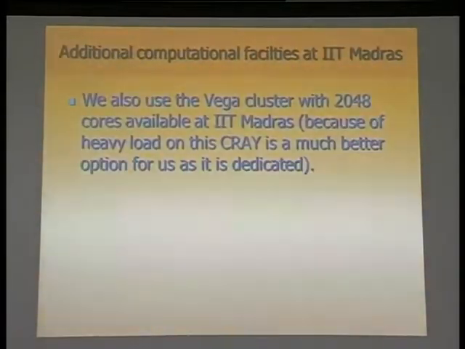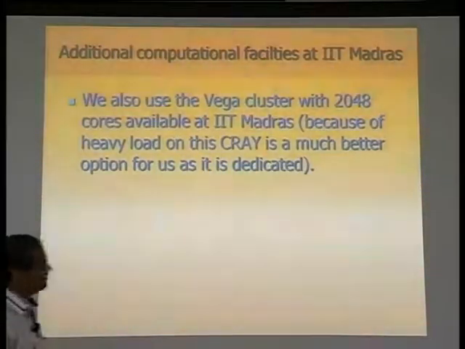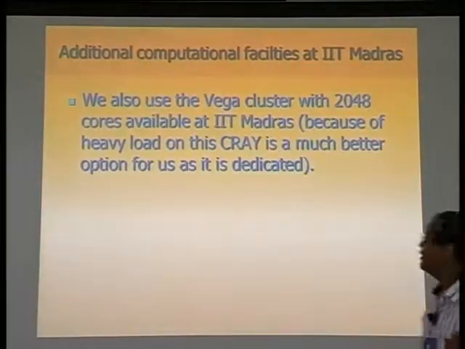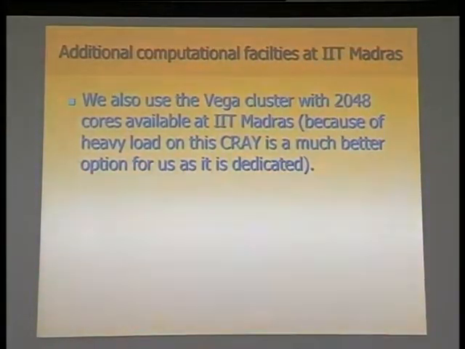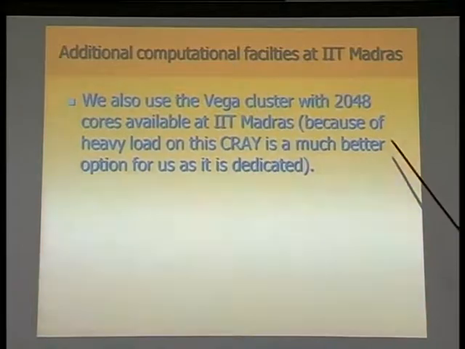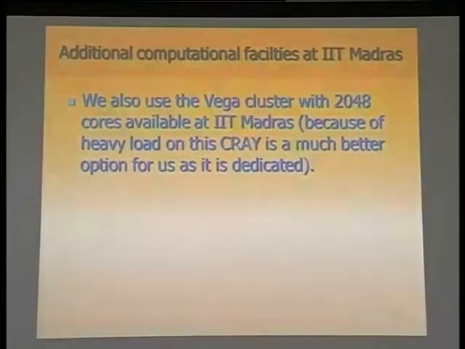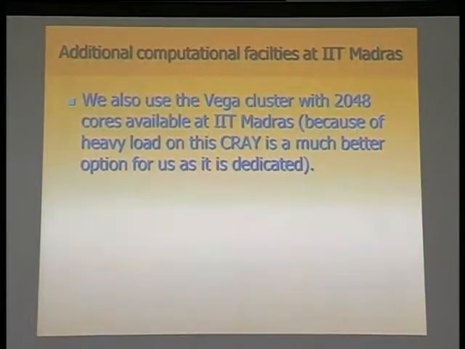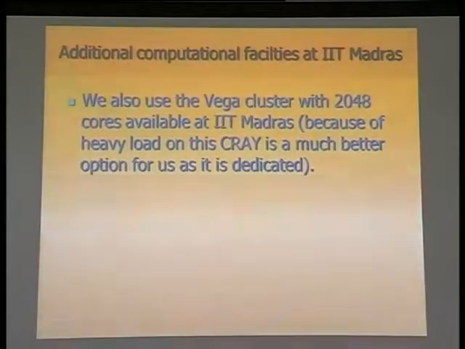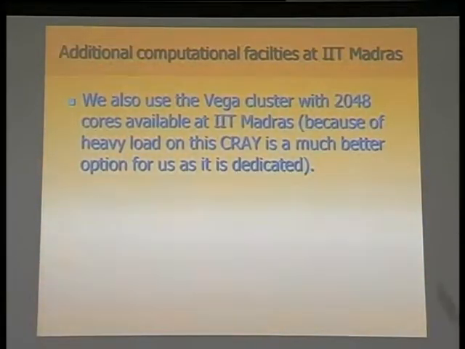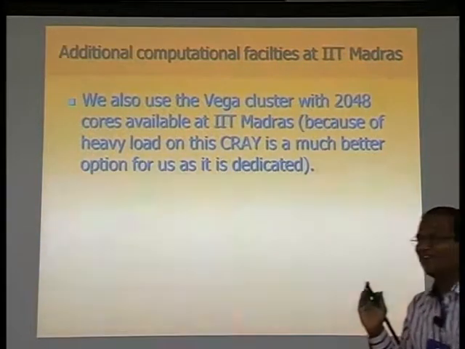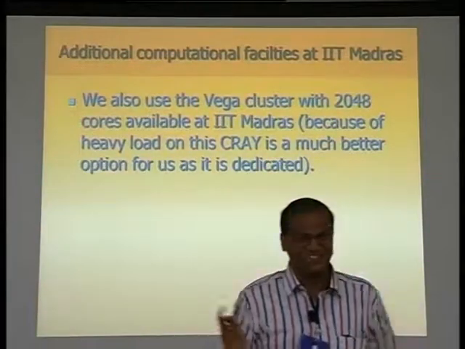So, additional computational facilities available at IIT Madras: we also have the 2048 cores. Because of heavy load on this, Cray is a much better option. In fact, it was available to us 3 years back also, but I argued that at any point they won't give more than 20 cores to a user. So the existential crisis of why we bought a Cray is settled.